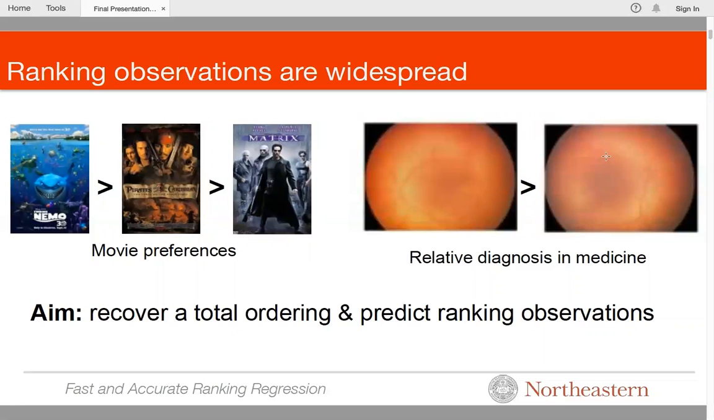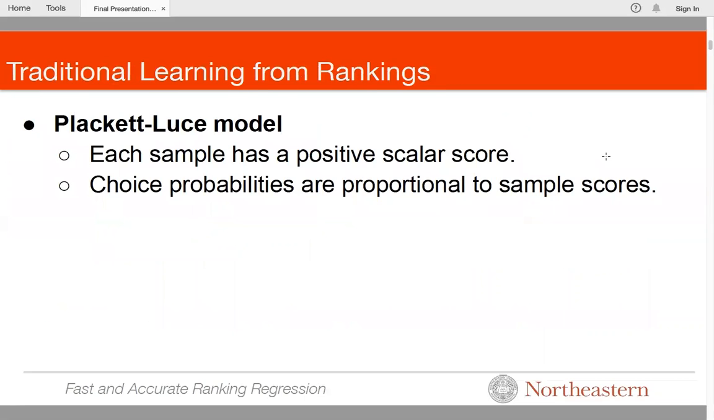So a common problem in this setting is to recover a total ordering of all of the samples in the dataset given these ranking observations, and also to be able to predict them in the future. Traditional learning from rankings is done via the Plackett-Luce probabilistic model. In this setting, each sample is associated with a positive scalar score, and it's assumed that the probability of making a choice is proportional to the score of the chosen sample.